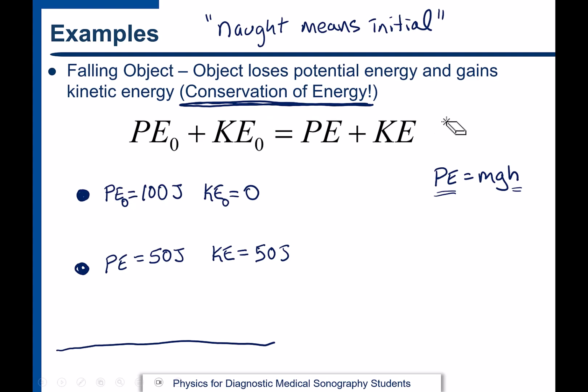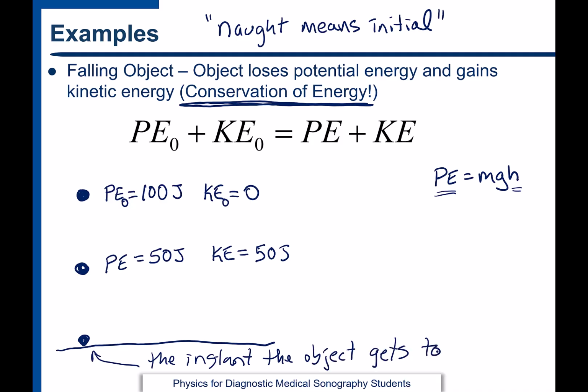Let's look at what happens the instant that object gets to the ground. And let me just mention something about that. I'll just write the instant the object gets to the ground. Because you might be thinking, well, when it hits the ground, its velocity is going to be 0. We're talking about just as it gets there, not once it hits.